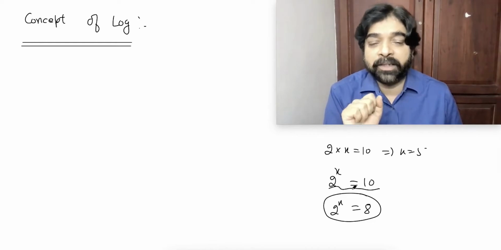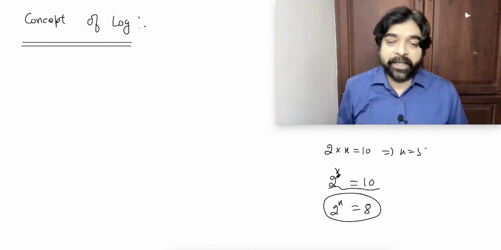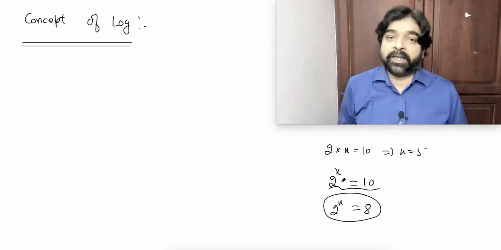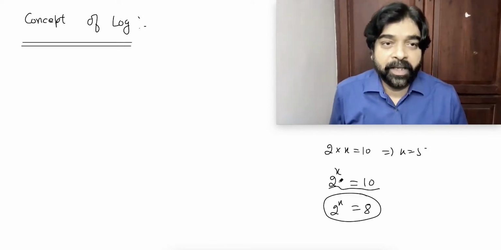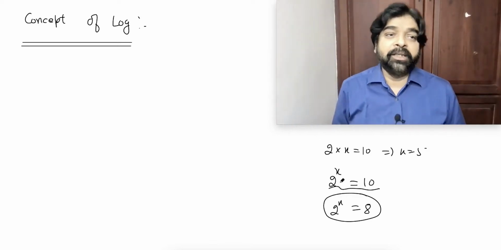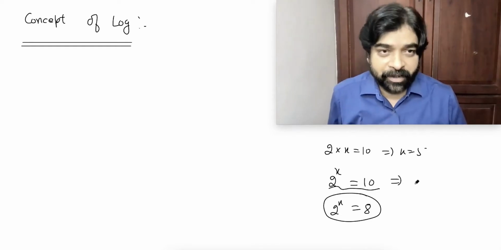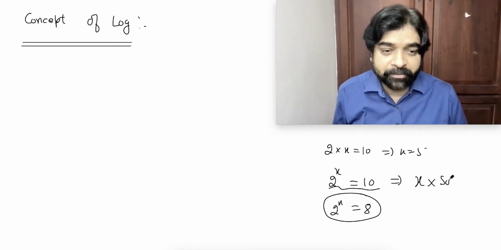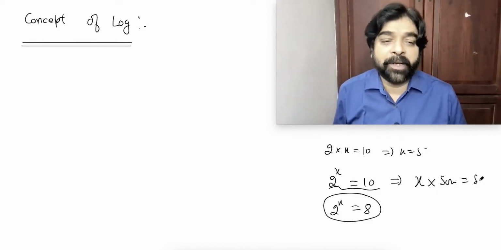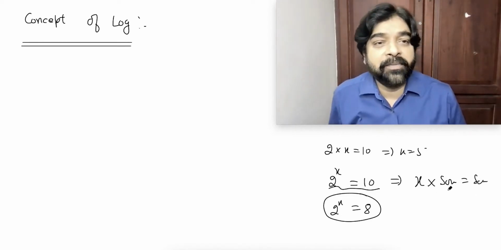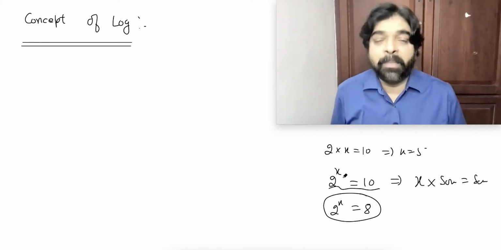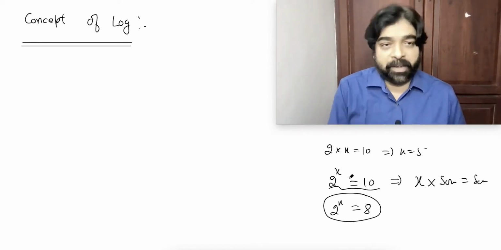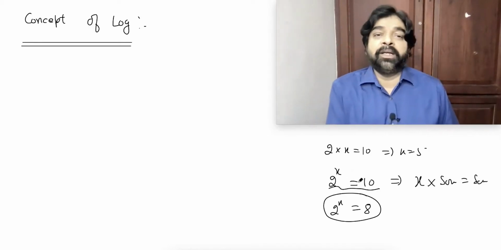If you have to solve this, what is my wish? If this x is in a product, we can solve it very easily. If something I can do so that x into something equals something, then x we can easily find out. The problem is happening because x is in the power. If x is not in the power, then there is no problem.